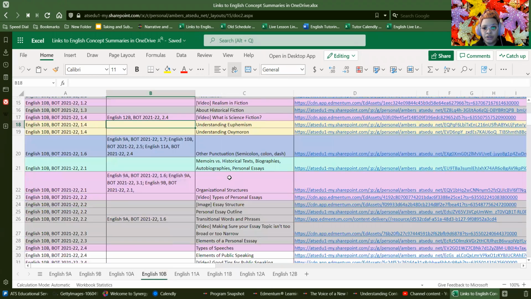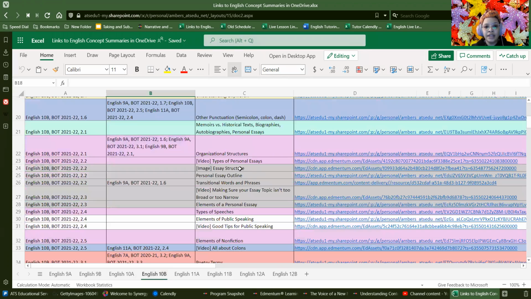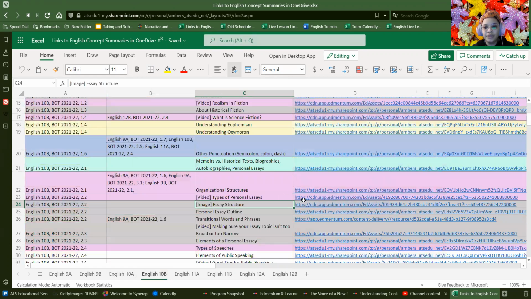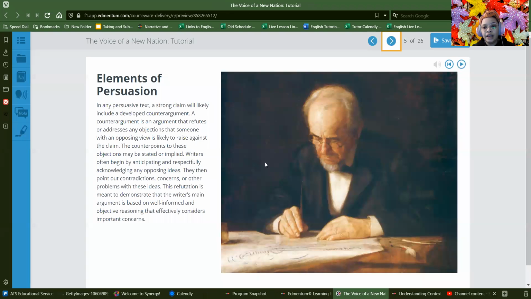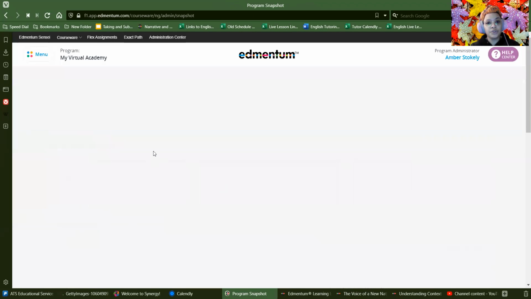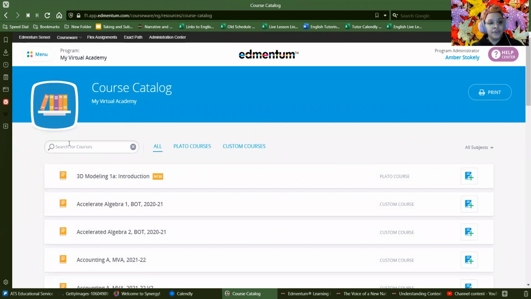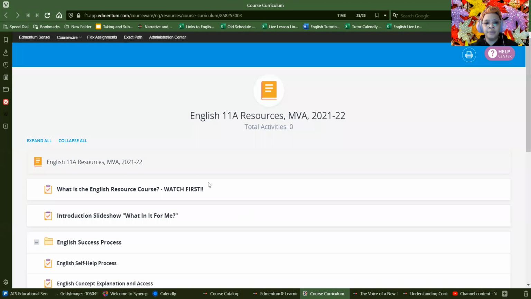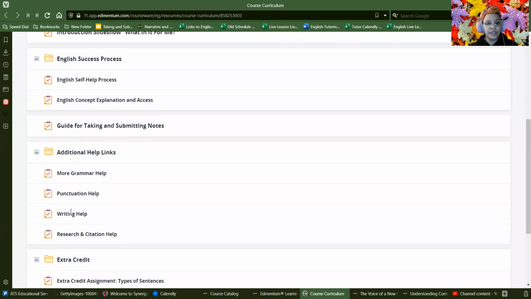Euphemisms, organizational structures. No, this is personal essays. Oh, the essay structure. Now, I'm pretty sure that the essay structure has information about the different types of pieces to an argument. And there's also a link in the resource course that will basically give you the different structure of an argument. It's in the additional help links. There you go. So I think it's in writing help.